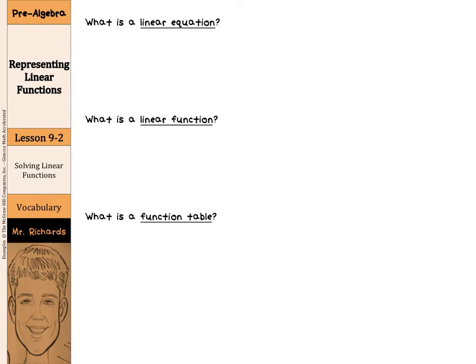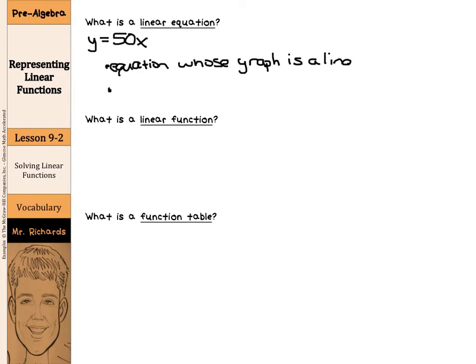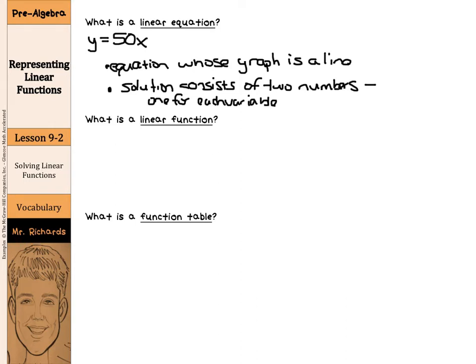What is a linear equation? Well, an equation such as y equals 50x is an example of a linear equation. It is an equation whose graph is a line, and the solution contains or consists of two numbers, one for each variable, that make the equation true.